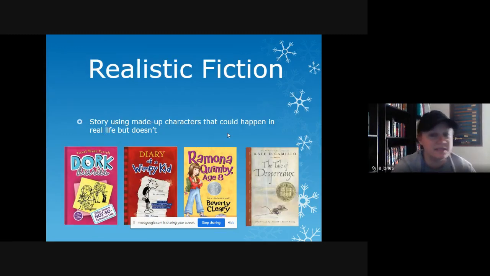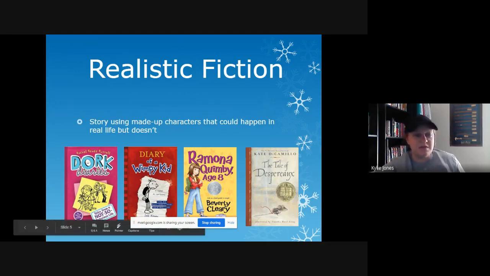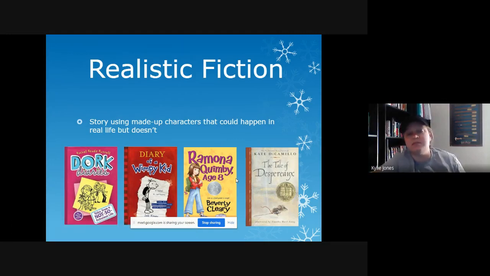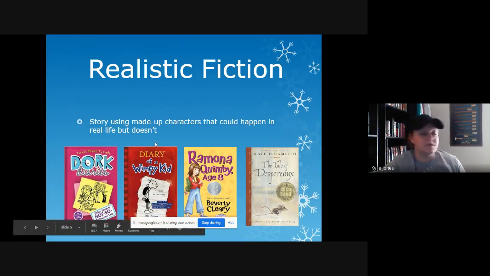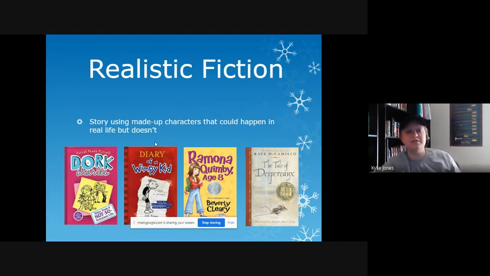Next one is realistic fiction. These are stories using made-up characters, but that could happen in real life. It just doesn't. So the Dork Diaries is realistic fiction. So is the Diary of a Wimpy Kid, Ramona Quimby, age 8, The Tale of Despero. Anything that could be happening in real life, but it's just a made-up story about characters, is realistic fiction. Something like Junie B. Jones is realistic fiction. It's a story about a child's life and all the trouble she gets into. Could really be happening, but it's just not.